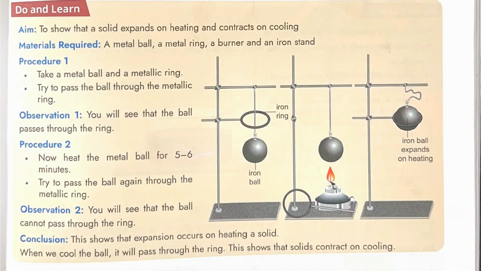We can conclude that expansion occurs on heating a solid. When we cool the ball, it will pass through the ring again. This shows that solids contract on cooling.